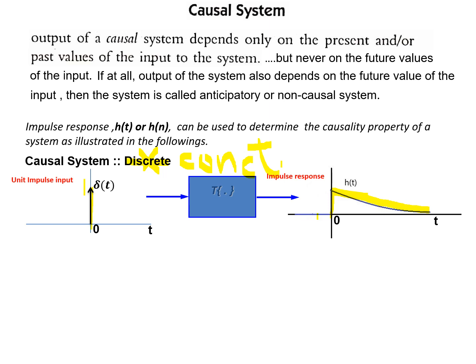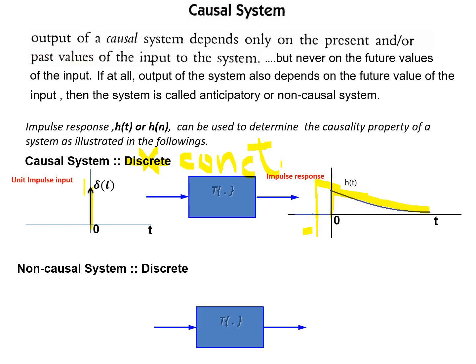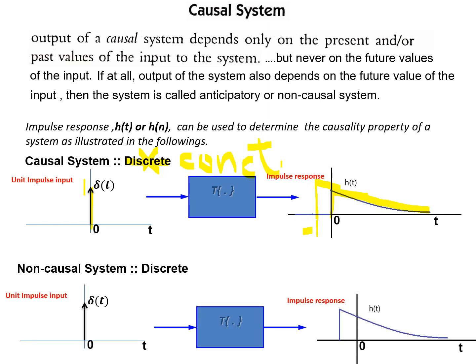Suppose the output starts before I apply the impulse. Suppose a system output is like that. We don't know why it is like that, but it is like that. Maybe because of the initial condition value. The system output starts well before the input. I apply the impulse at t equal to 0, but the output starts at t equal to -1. Suppose, then that system is anti-causal. Once again, this is a mistake. It is continuous.